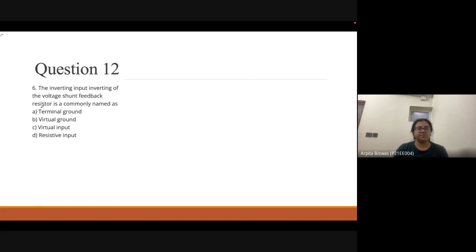So next move to the question number 12. The inverting input of the voltage shunt feedback amplifier is commonly named as: the first option is terminal ground, the second option is virtual ground, the third option is virtual input, and the fourth option is resistive input. So what is the right answer? So the right option is virtual ground. Okay, virtual ground. This one.